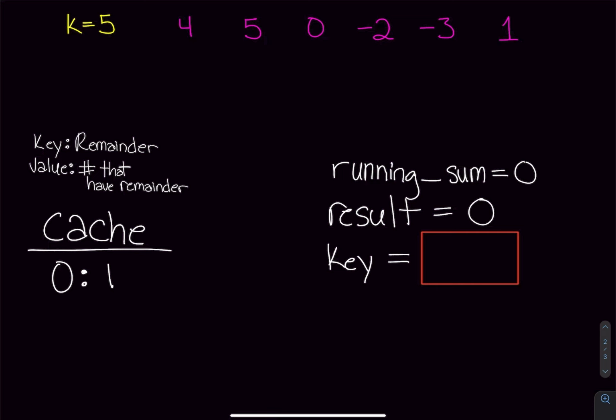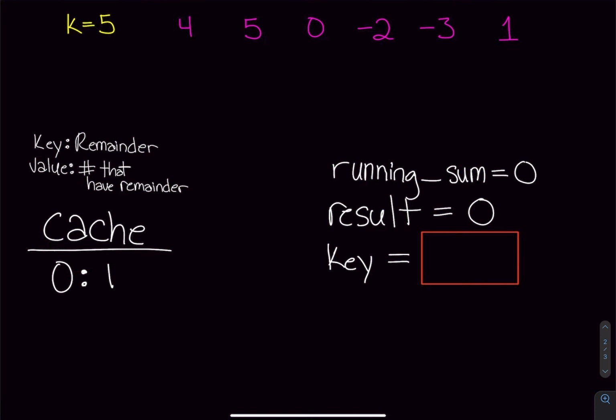Also in our cache, we're going to initialize a key value pair of 0 to 1. Because if our remainder is ever 0, that is already a subarray that is divisible by k on its own. Like if we started at another value such as 5 or 10, since it's divisible by 5, we're going to want to see whether or not that's already in our cache system. And it is, so we'd increment our result by 1.